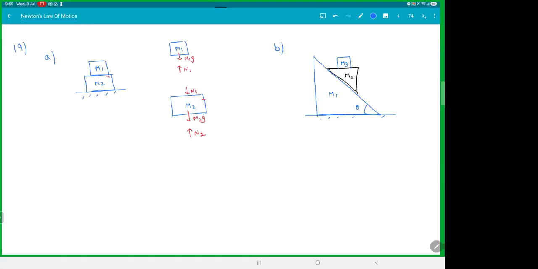Let's see. So step one, draw the body as it is. Don't change the size or the shape. Then there is a normal from the ground. Then you have your own weight.